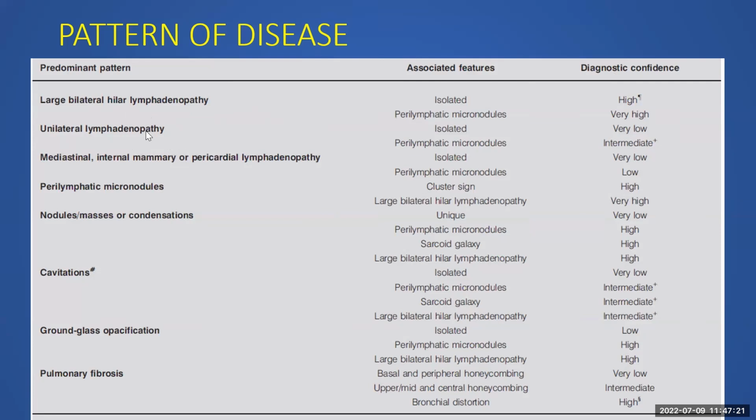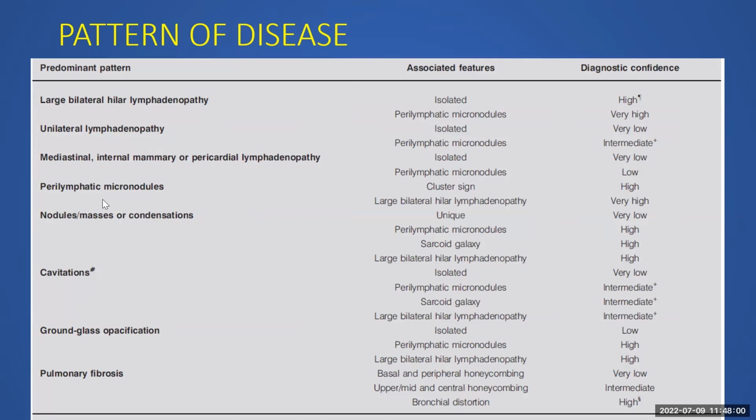When you get unilateral adenopathy, just isolated, you can't be sure. But when you get that along with perilymphatic micronodules, then we would be thinking more towards sarcoid. Similarly, some of the mediastinal nodes, for example internal mammary or paracardiac nodes, are not common. Isolated, these nodes are very rare in sarcoid. So just remember, internal mammary nodes or paracardiac nodes are much more common in lymphoma.